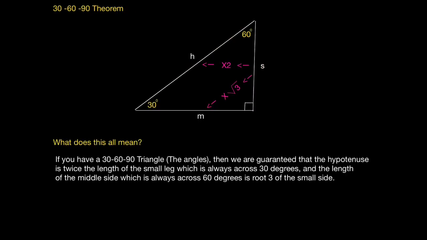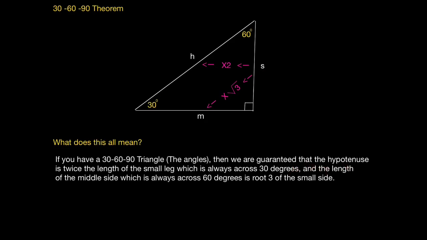So let's take a look at this 30-60-90 theorem, and here is a diagram. And here's what this says. If you have a 30-60-90 triangle, which we do right here, with a 30-degree, 60-degree, and a 90-degree angle, then we are guaranteed that the hypotenuse is twice the length of the small leg, which is always across from 30 degrees. So the small leg is always going to be across from 30 degrees. And here we're guaranteed that the hypotenuse is going to be twice the size of the small length.